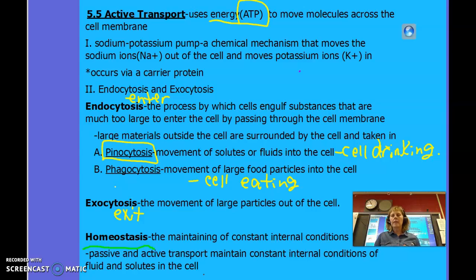And again, we can say that about oxygen levels. We can say that about glucose levels. We can say that about so many of the things that we think of in terms of homeostasis in our bodies. So active and passive transport really maintain those constant internal conditions of fluids in the cells. And then the last thing I want to go over just as kind of a review is those different types of cell transport. I wrote a few notes down, so I want to look at those.